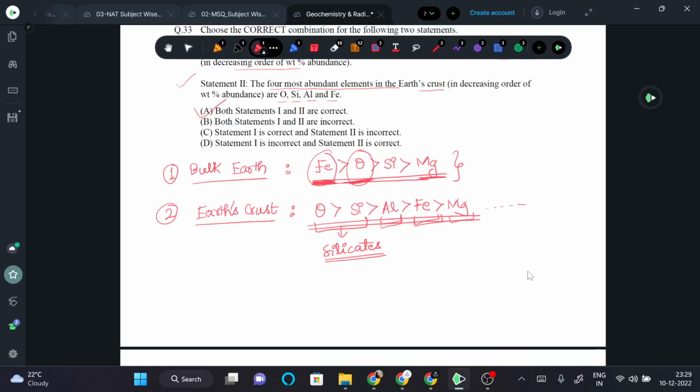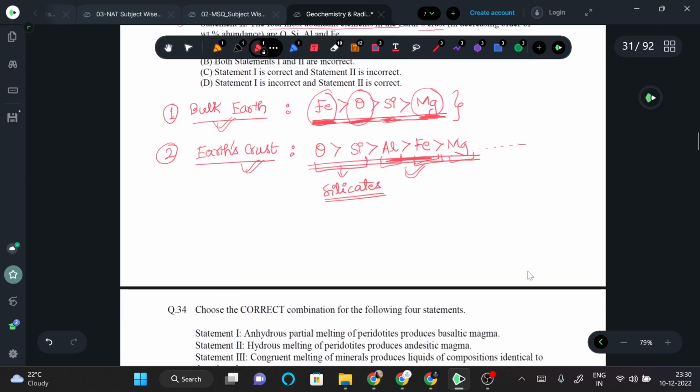So Si is again there. And then Mg exceeds these two because Mg is there in huge proportions in the mantle. So when we talk about bulk earth, then Mg exceeds Al and Fe. And when we talk about only crust, this is the case.